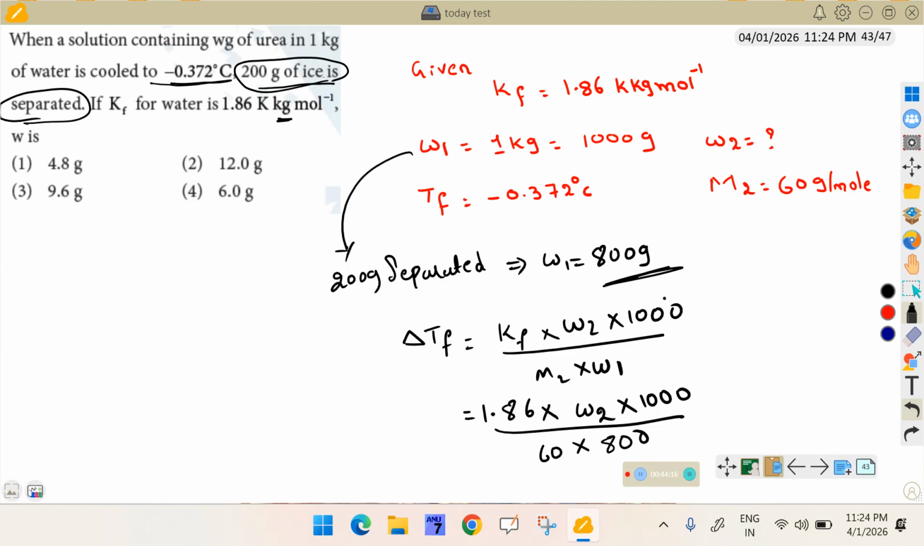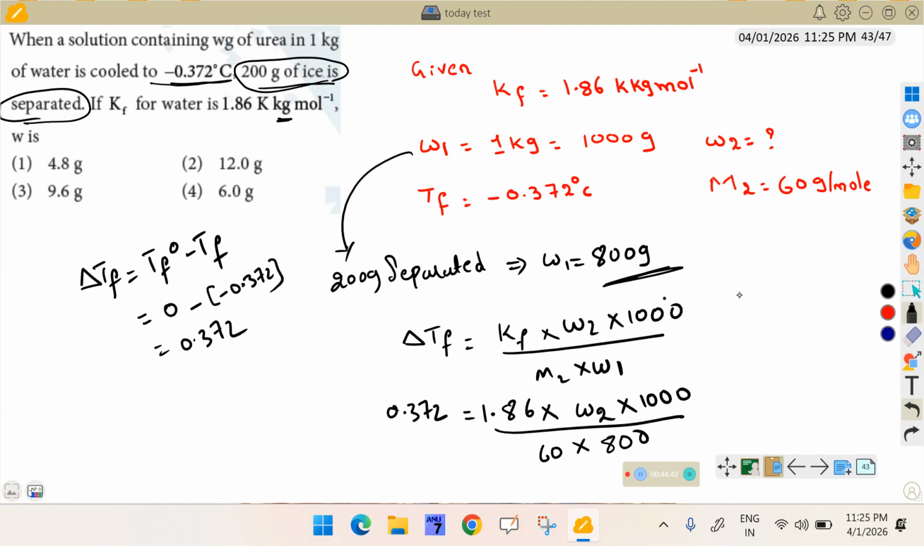Delta Tf is equal to Tf naught minus Tf. The freezing point of water is 0 degrees Celsius minus minus 0.372, that is plus 0.372. So substitute 0.372. Now simplify the W2 value, then you will get 9.6 grams. Third option.